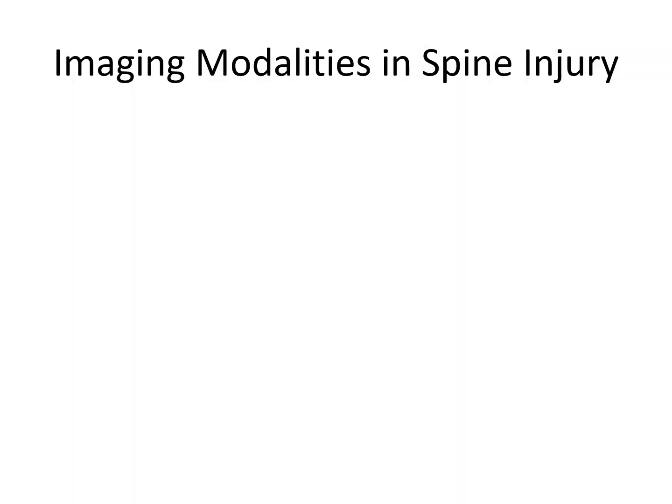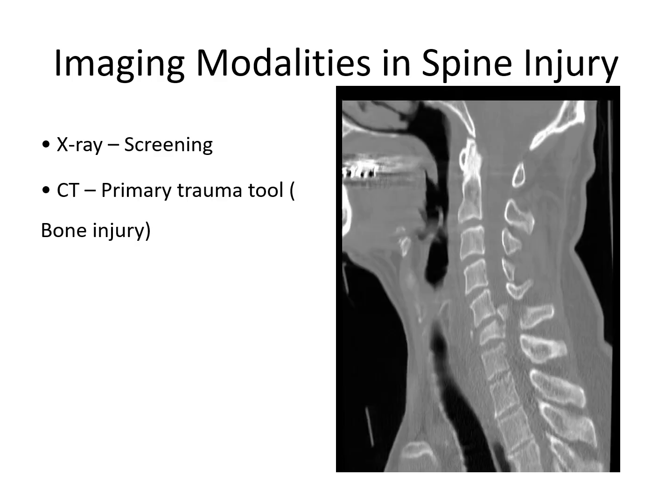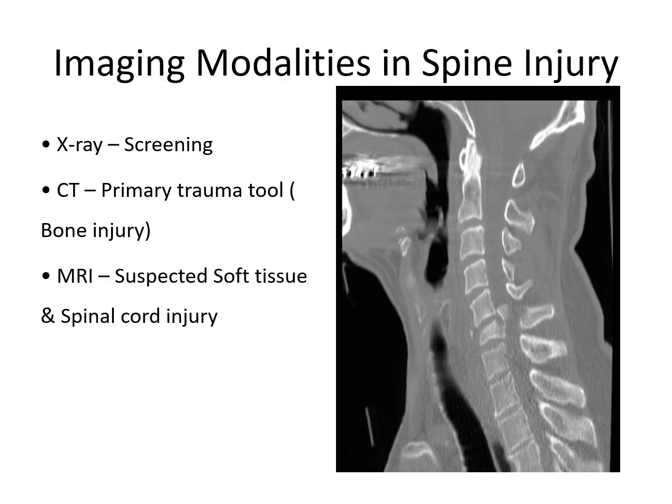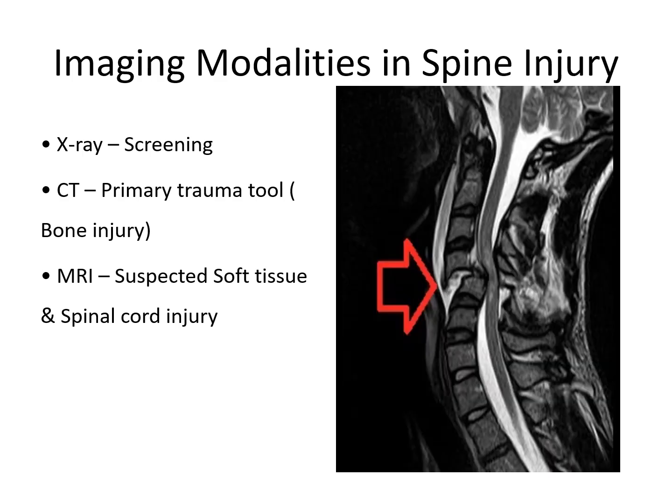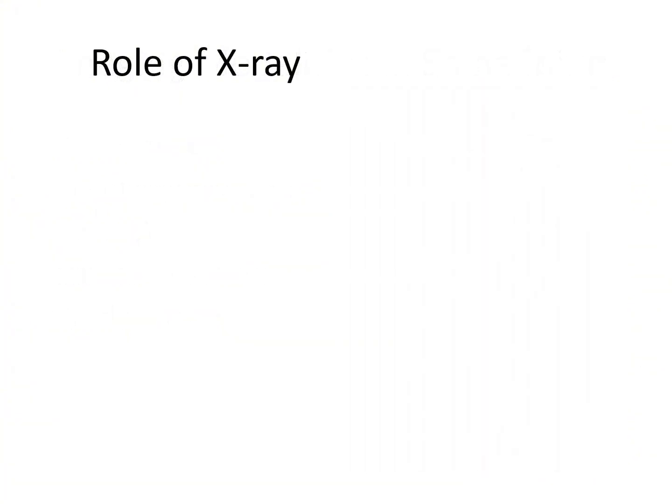Now the imaging modalities in spine injury are X-ray, which is used for screening. This is the X-ray image. CT is the primary trauma tool for bone injury, as we can see in this image, with clear visualization of the bone. And MRI is done in the case of suspected soft tissue and spinal cord injury, as we can see in this image. Let's see one by one.